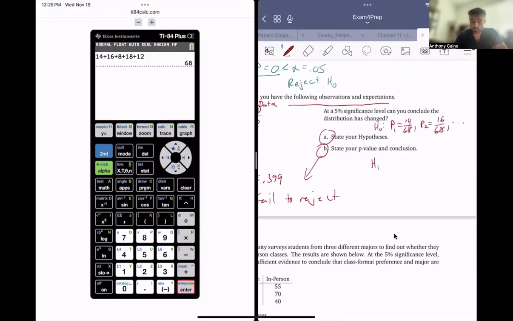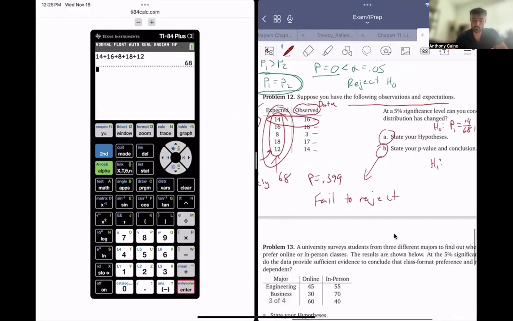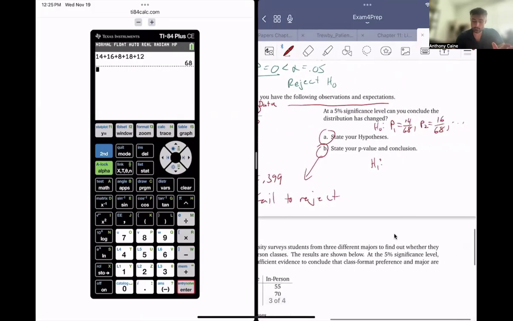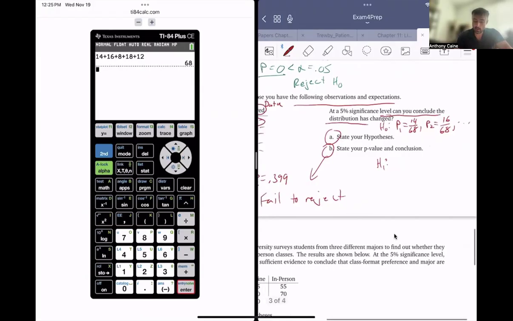The alternative hypothesis: we want to know, can you conclude the distribution has changed? That is, the probabilities do not follow that distribution. It's that some or all of the p sub i, like p1, p2, p3, are different.